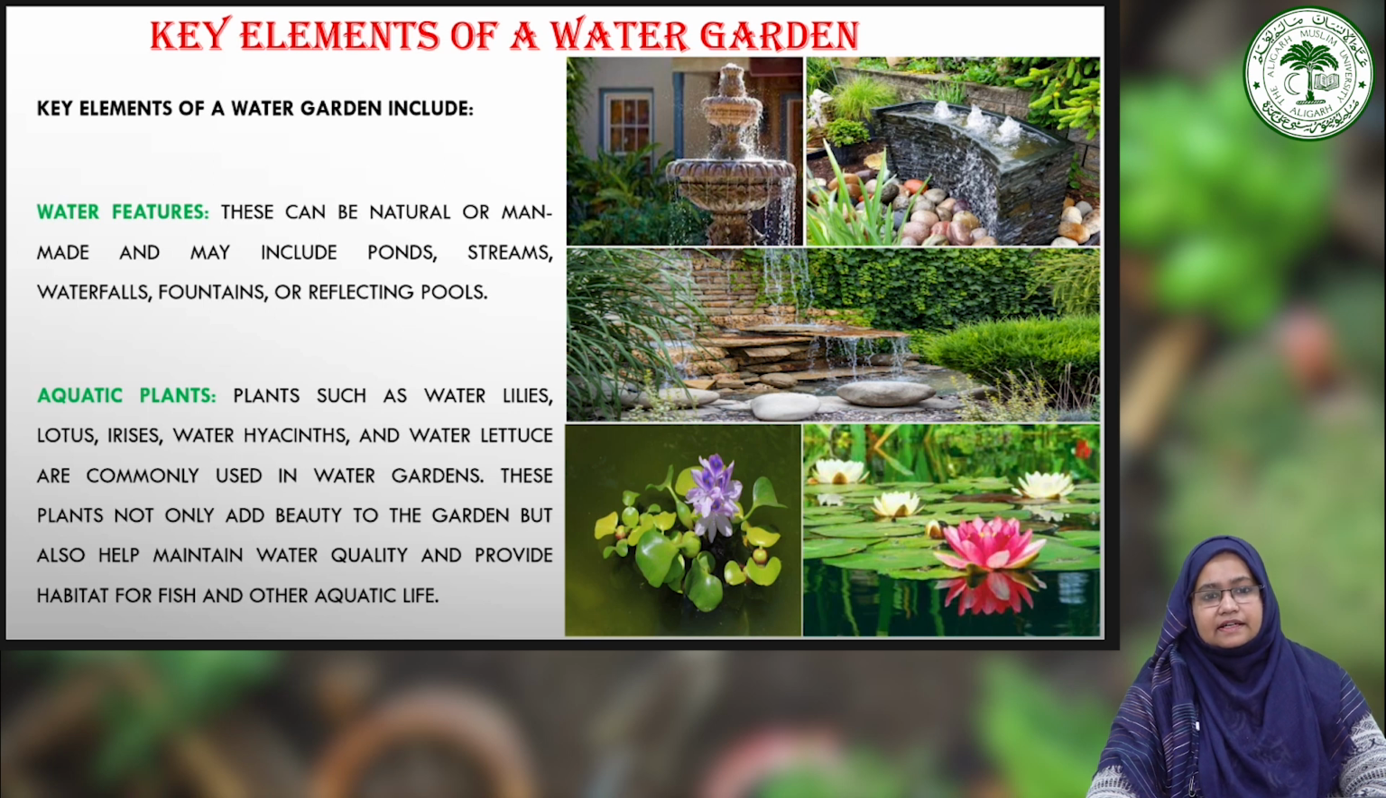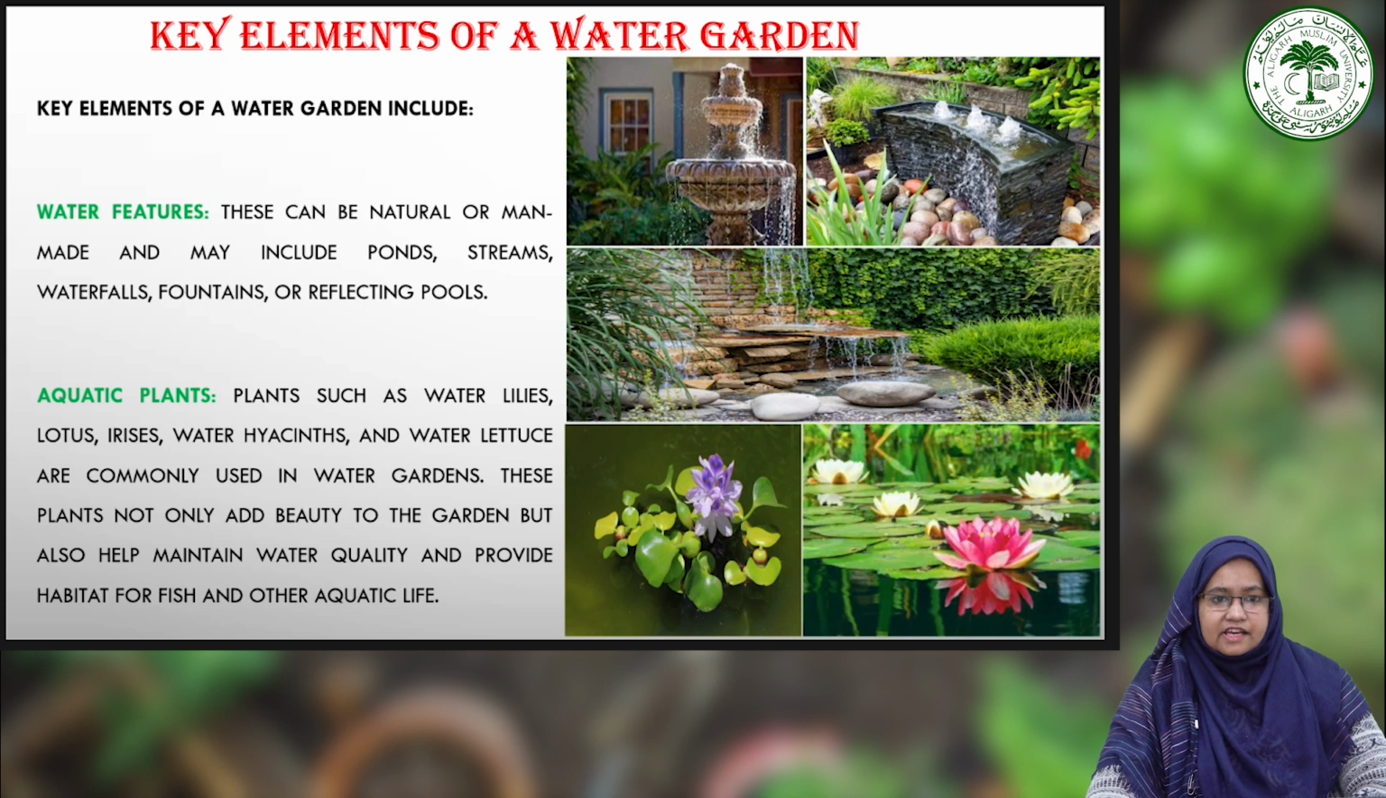So, here are the key elements of a water garden. The essential components of a water garden comprise water elements. These encompass both natural as well as artificial features like ponds, streams, waterfalls, fountains, or reflective pools. We can see in these images the fountain and streams.